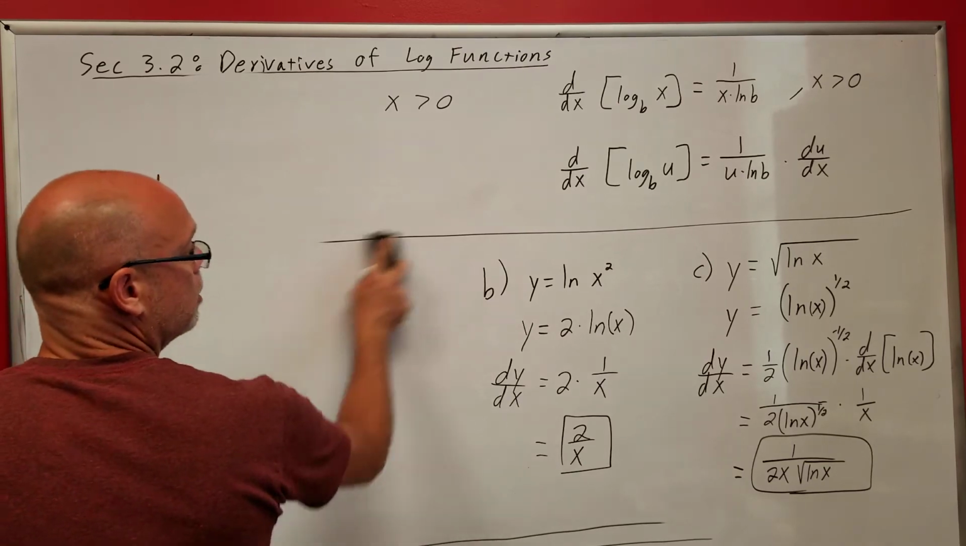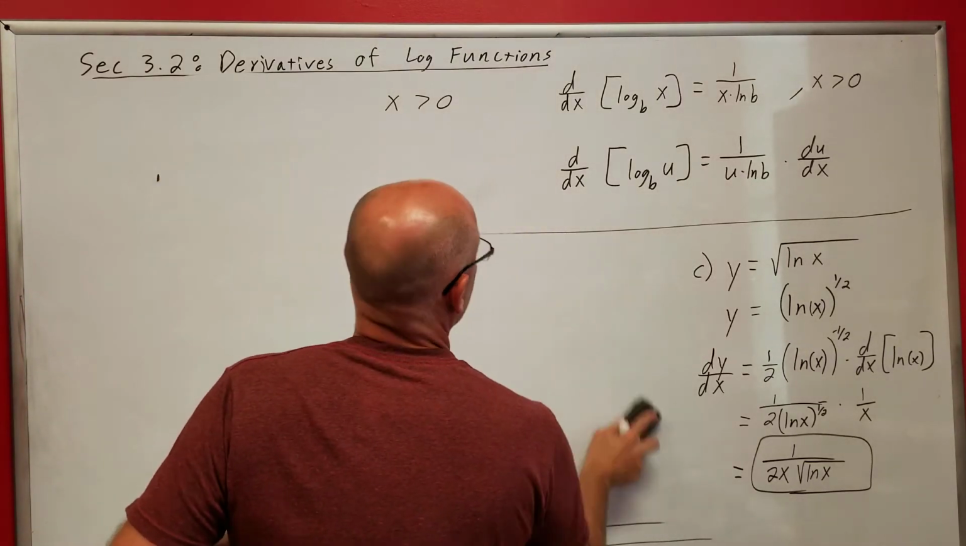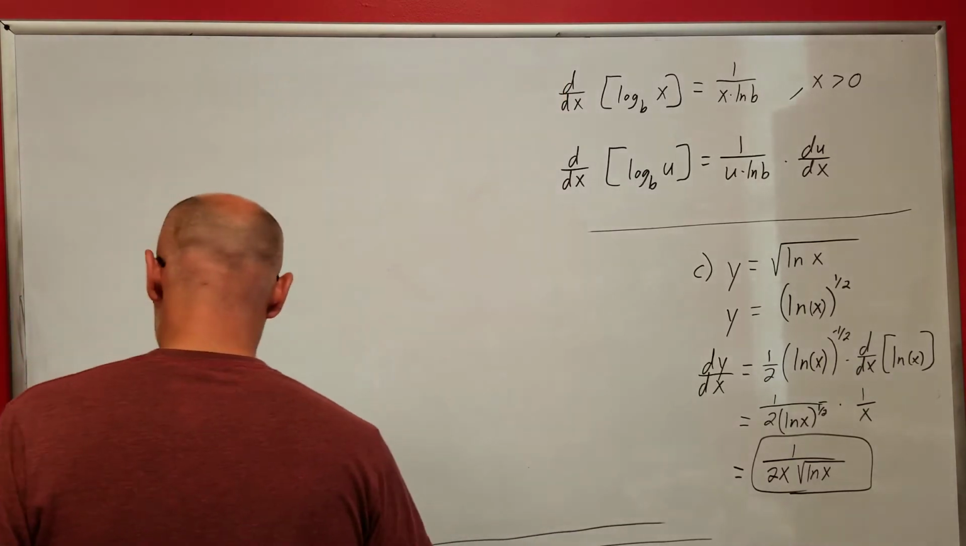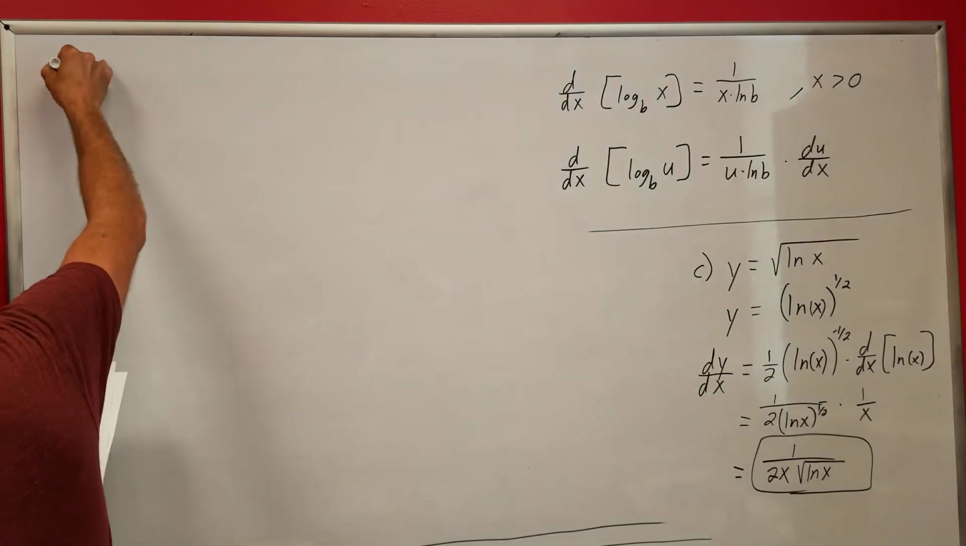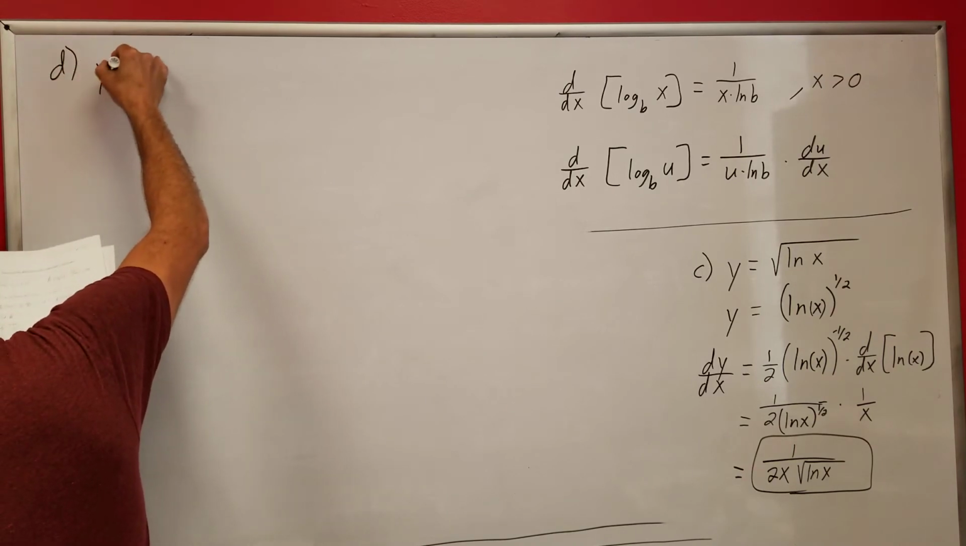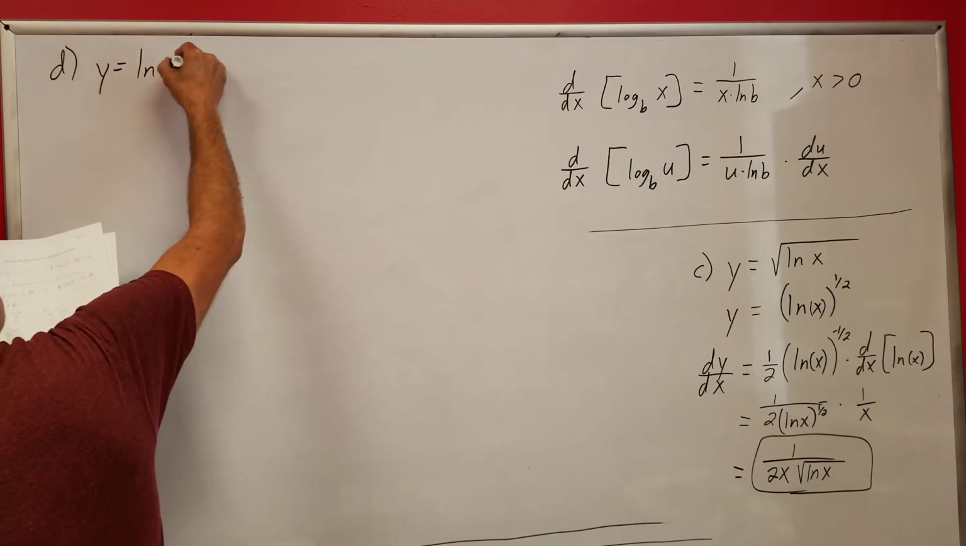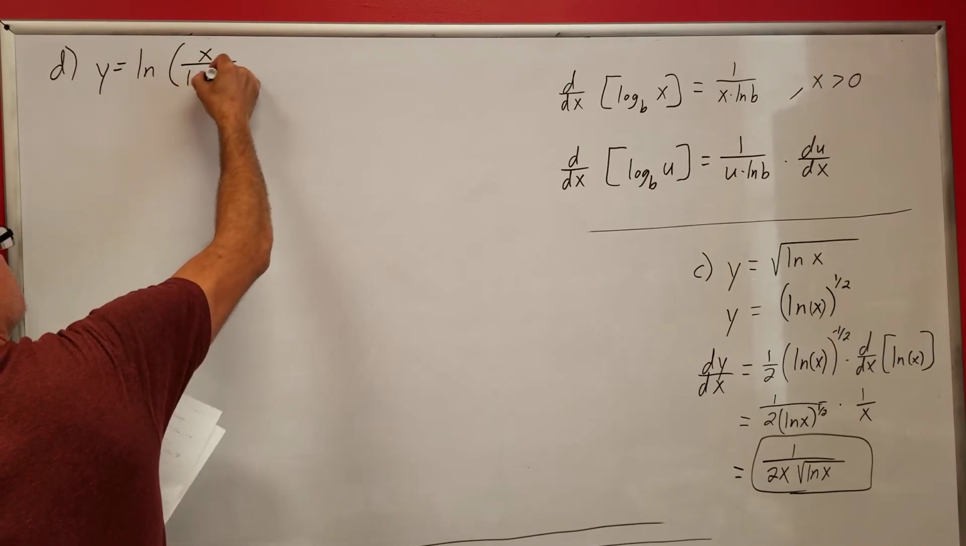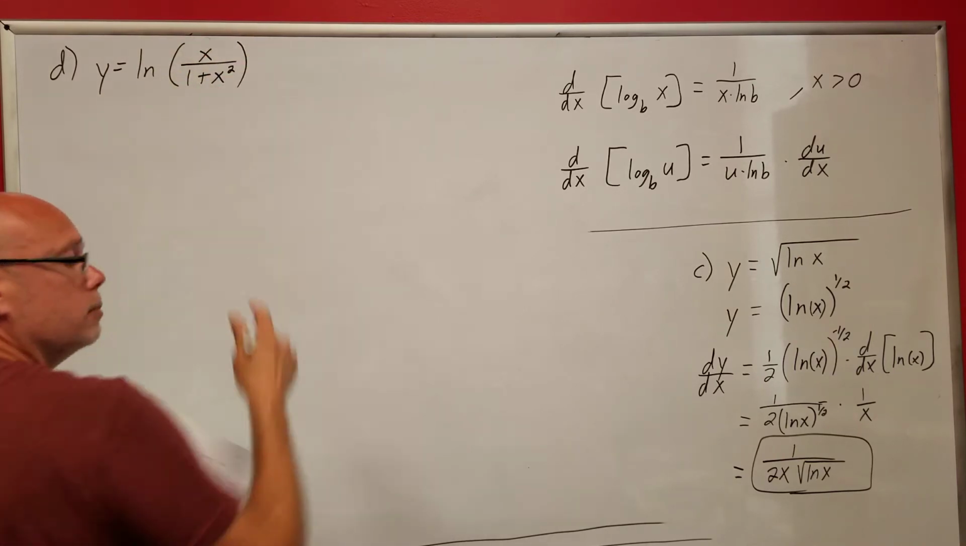All right, let's look at part D. Cannot fit D on this board at the same time. All right, part D is in the next one. We have y is equal to the natural log of x over 1 plus x squared.